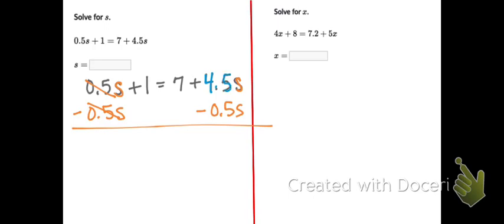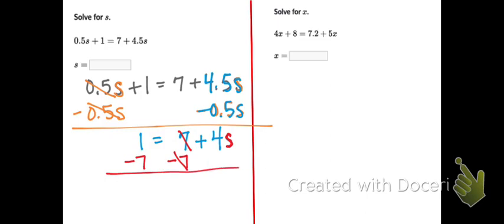The 4.5s minus 0.5s is 4s. And I still have my 1 and my 7 and my equal sign. Now that all my variables are on one side of the equation, I'm going to start moving things away from the variable. I always wait to undo the multiplying until the end, so my first step is to move the 7, which I do by subtracting 7, because 7 minus 7 cancels out.